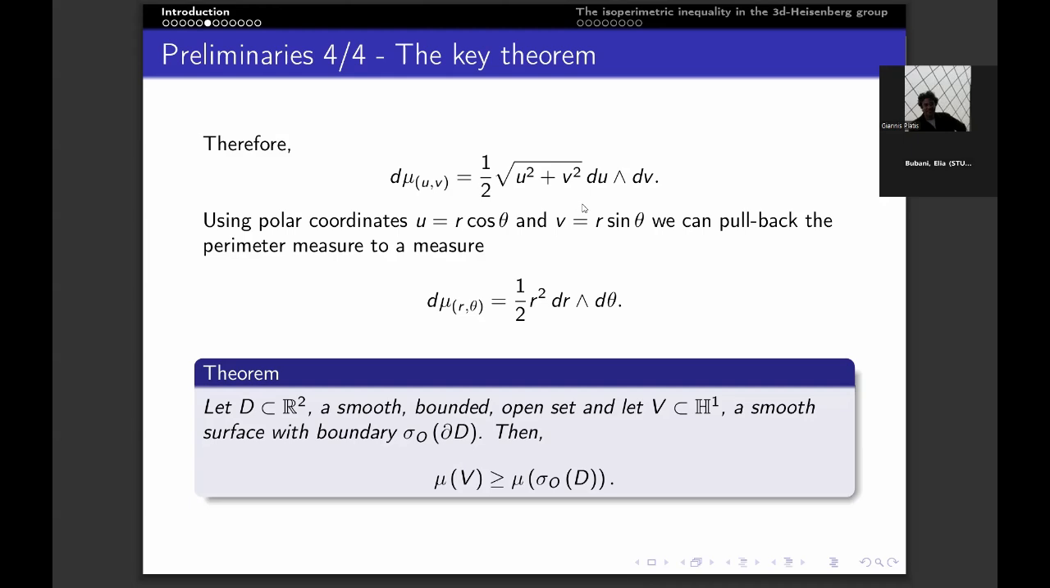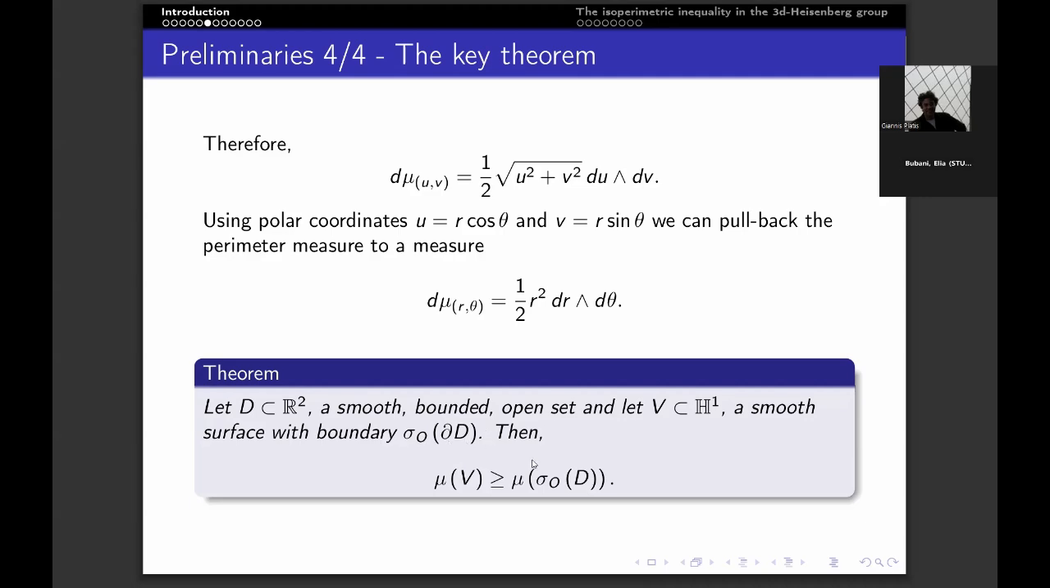Our main theorem on the road to prove the isoperimetric inequality in the Heisenberg group is this: we start with a domain D, a smooth domain in R2, bounded here, and we choose a set V in the Heisenberg group, which is a smooth surface with a boundary, the image of sigma of the boundary of D using the map sigma at the identity.